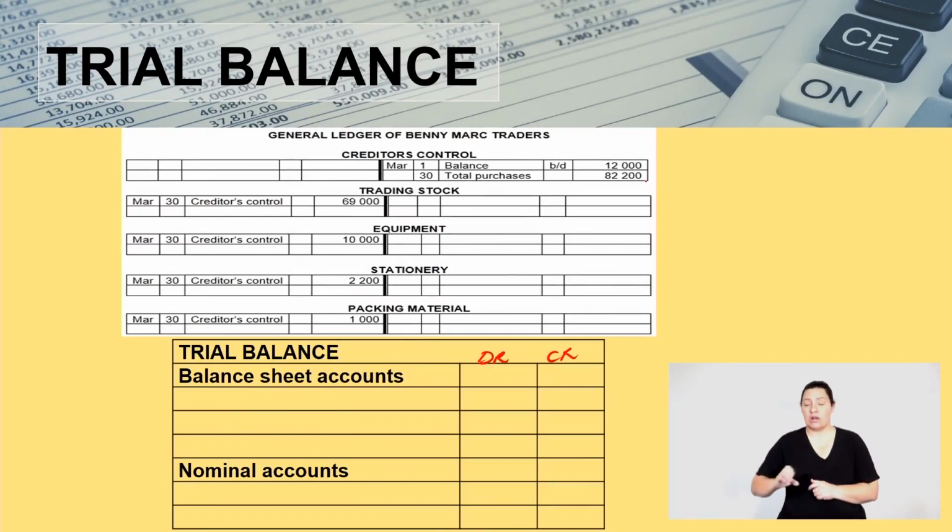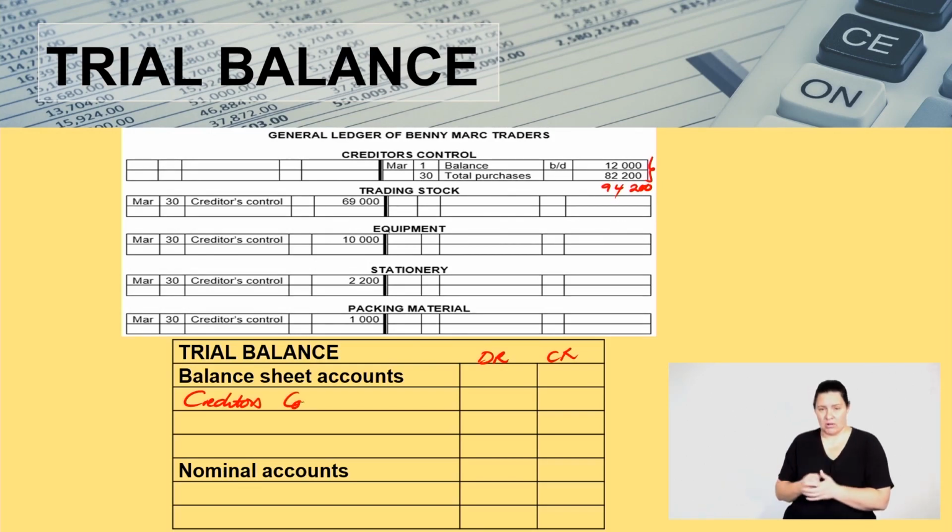Now, your creditors control, you remember we closed this off earlier on, and we had an amount of 94,200. Therefore, when I bring it now under my balance sheet account section in the trial balance, where do you think it goes? Nominal accounts or balance sheet? It is a balance sheet. So I'm going to come here and say creditors control. And then I will come to my credit side.